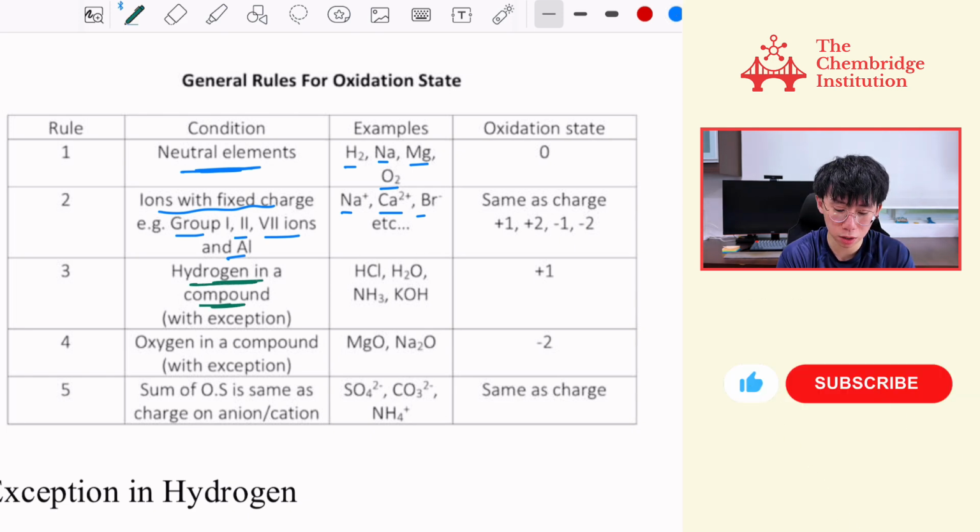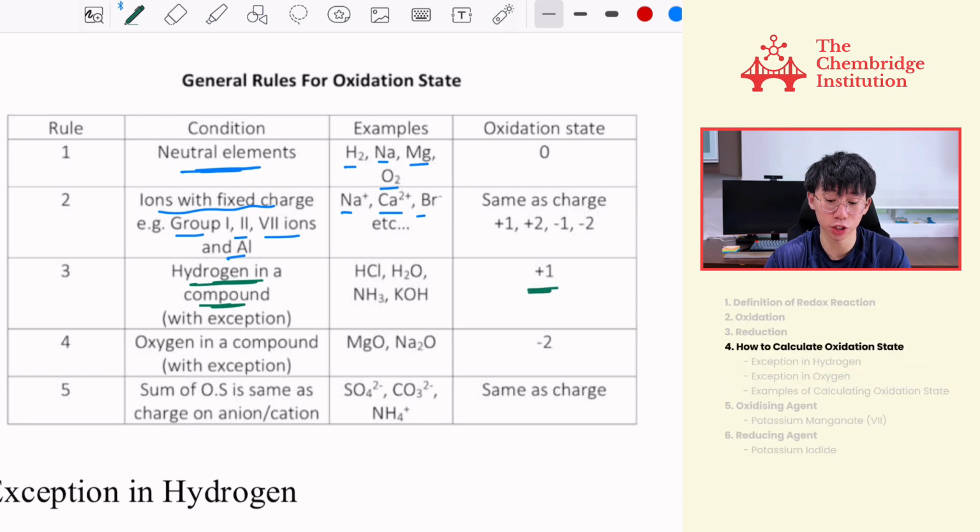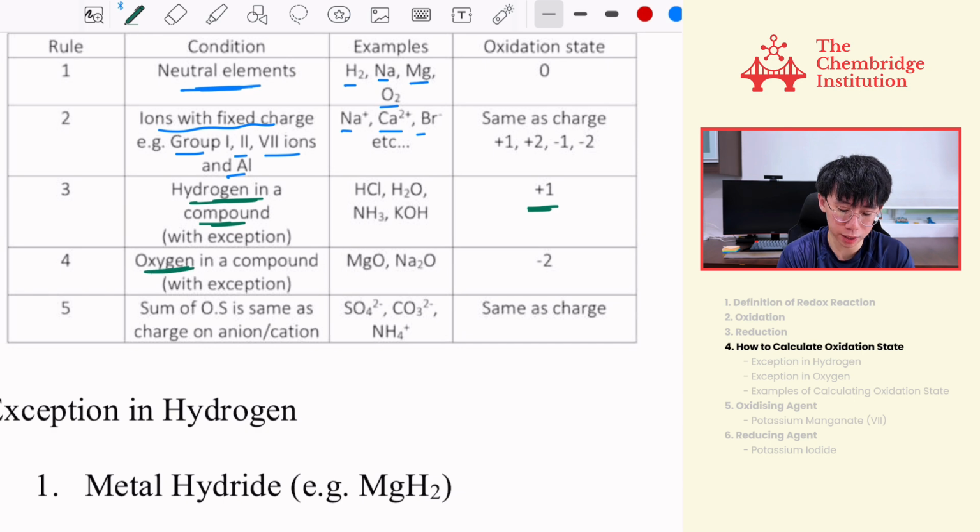Hydrogen in a compound tends to be +1 as well. So your HCl, your H2O, your NH3, your KOH, except for these exceptions that I will cover later. Then rule number 4 is oxygen in a compound. This tends to be a -2 oxidation state. So your magnesium oxide, your sodium oxide, these tend to be -2, except for an exception that I'll cover later on as well.